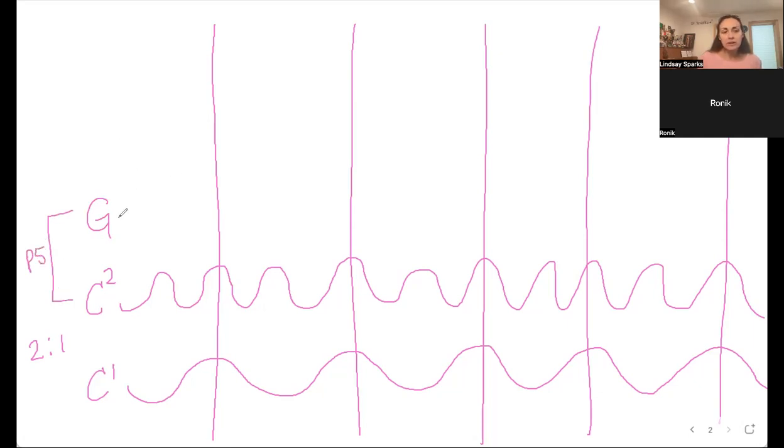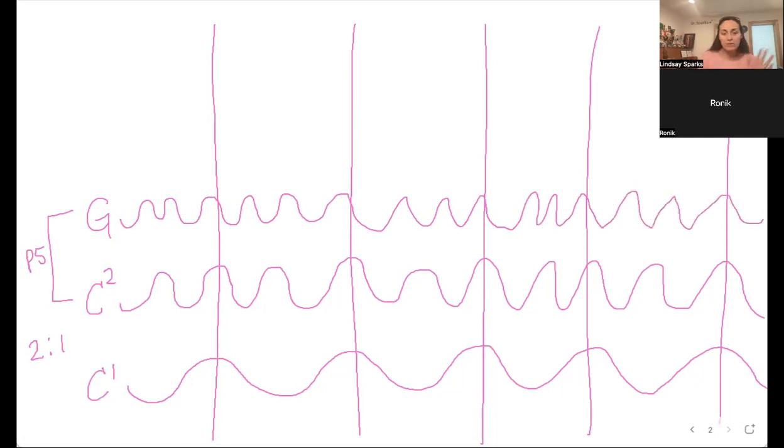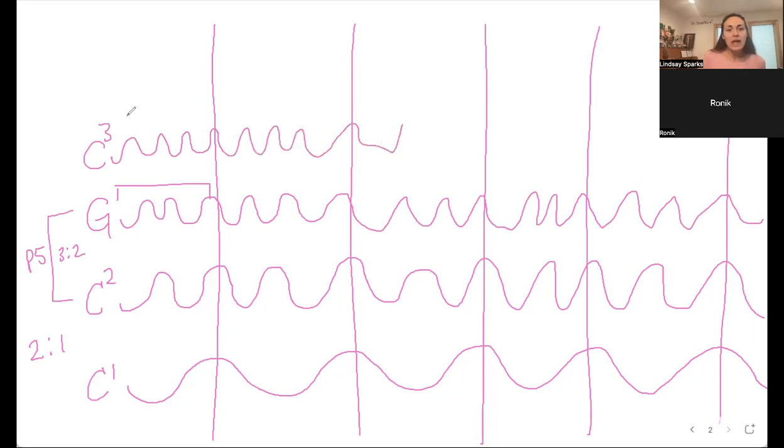And it turns out the ratio here is 3 to 2. 1, 2, 3, 1, 2, 3. Imagine that's super even. That ratio is 3:2, because for every 3 waves on the G, we have 2 on the C below. And then we go up again and get another C up here. C3 has 4 waves, 1, 2, 3, 4, and so the ratio here is 4:3.